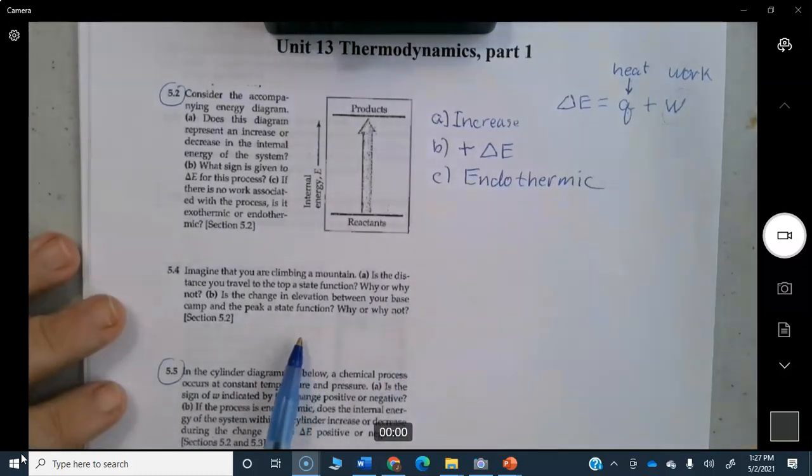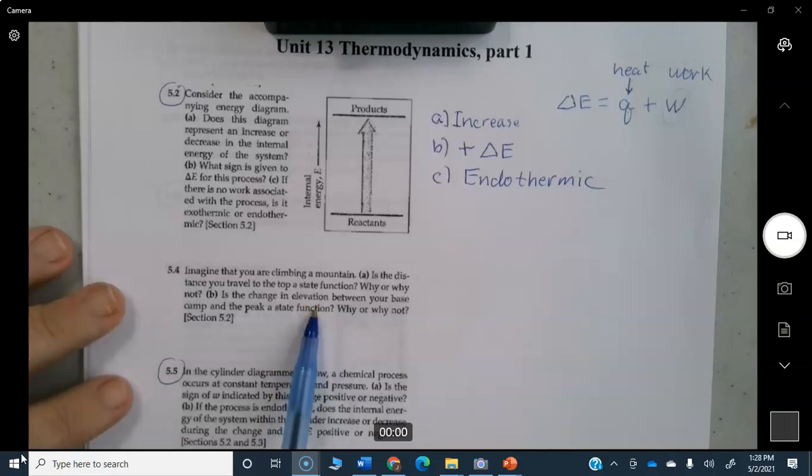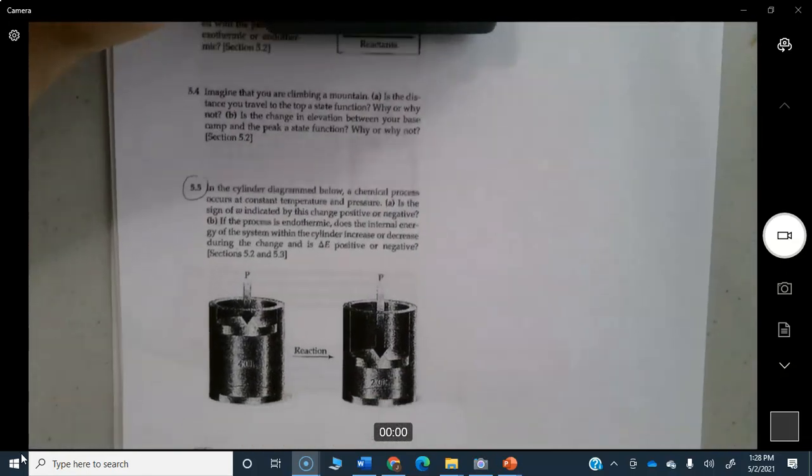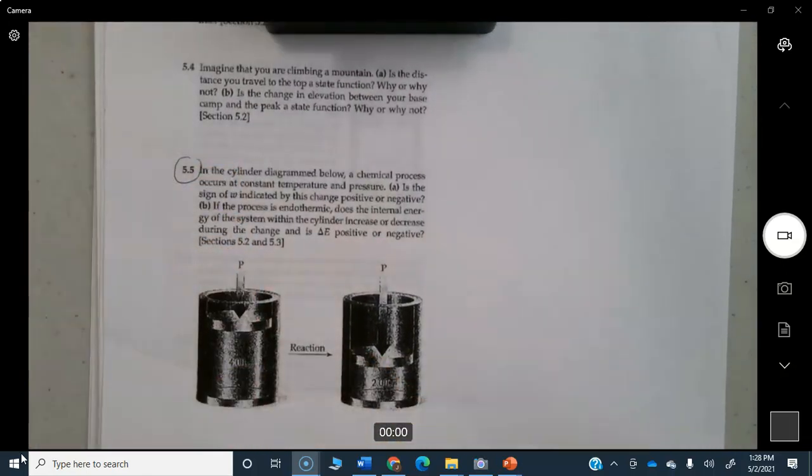Now 5.4, I'm not going to do that on the video, but that's one that we can do together if you come to tutoring, and I'll have the tutoring hours, and they'll be pretty extensive for this last month before the exam. Okay? All right, so 5.5, we'll go on down here.